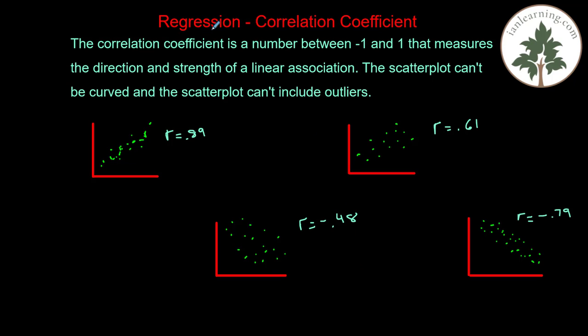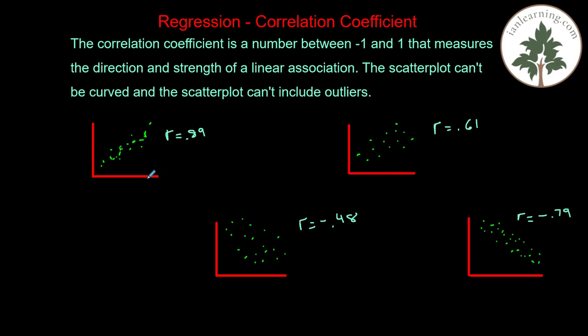Okay, so let's look at regression and specifically the correlation coefficient. The correlation coefficient is a number between -1 and 1 that measures the direction and strength of a linear association. The scatter plot can't be curved, and the scatter plot can't include outliers. Well, all our scatter plots in these four examples are linear, none of them are curved, and none really include any outliers.